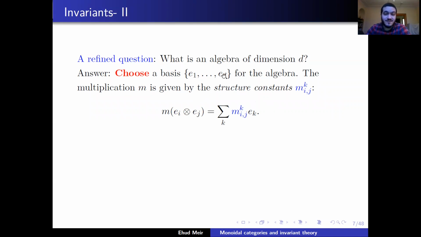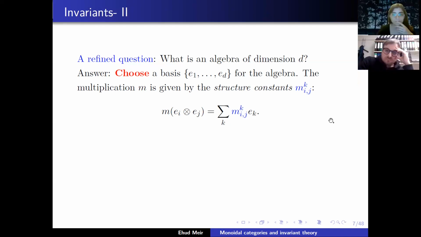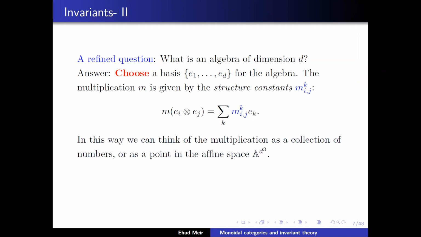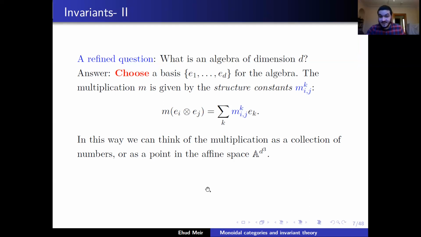Let's choose a basis E1, E2, up to ED for the algebra. And then the multiplication M, which is just a linear map from A tensor A to A, is given by the structure constants M_ij^k. So M of e_i tensor e_j is the sum over k of M_ij^k e_k. Okay. So in this case, we can think of the multiplication just as a collection of d cubed numbers, or alternatively as a point in the affine space of dimension d cubed.